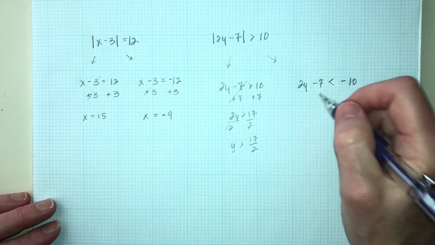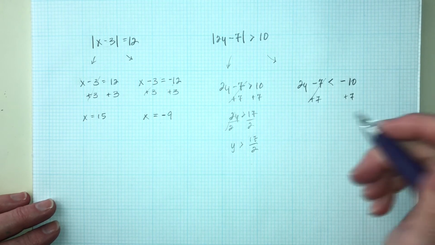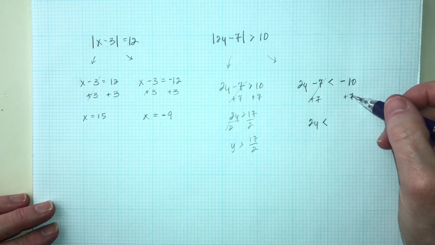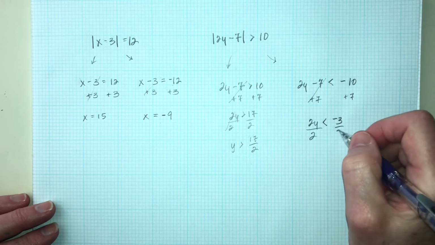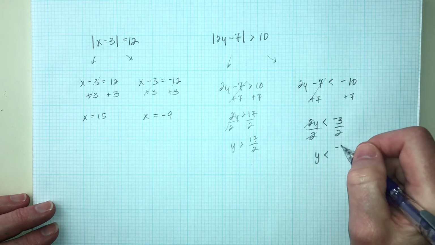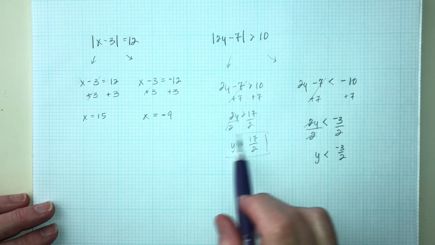Over here, we're going to add 7 to both sides. Those cancel. 2y is less than, okay, negative 10 plus 7 is going to give us negative 3. Divide both sides by 2, and we get y is less than negative 3 halves. And those are our solutions for that inequality.